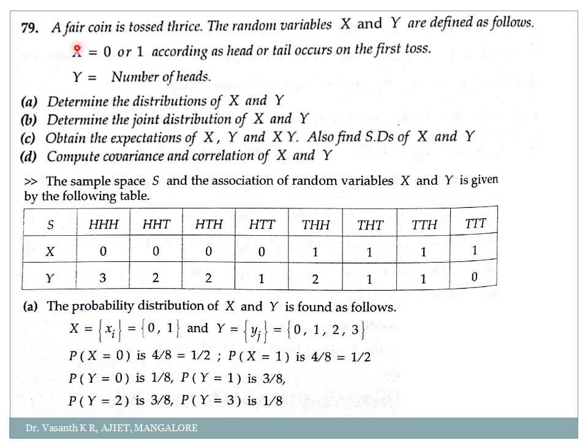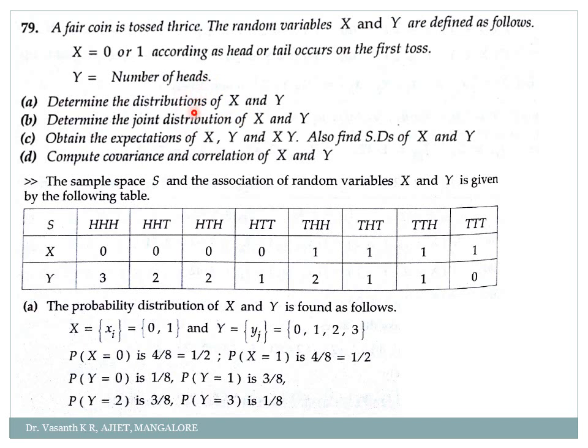A fair coin is tossed 3 times. The random variables x and y are defined as follows. X is equal to 0 or 1 accordingly as head or tail occurs at the first toss. Means x will take either 0 or 1: 0 if head occurs and 1 if tail occurs. And y is the number of heads. First question, determine the distributions of x and y. Determine the joint distribution of x and y. Also you can obtain expectation of x, y, standard deviation and so on, but the important thing here is these two.